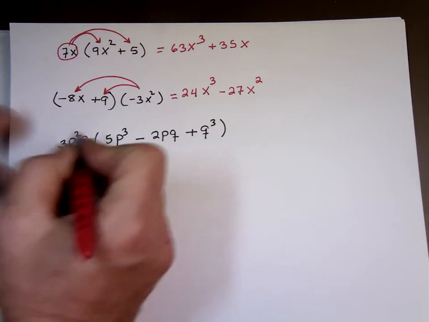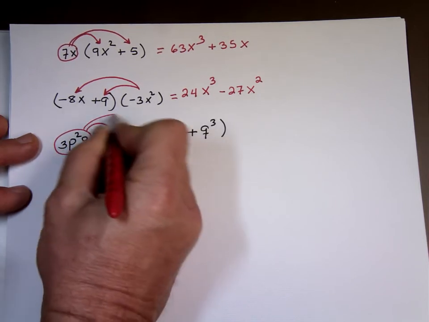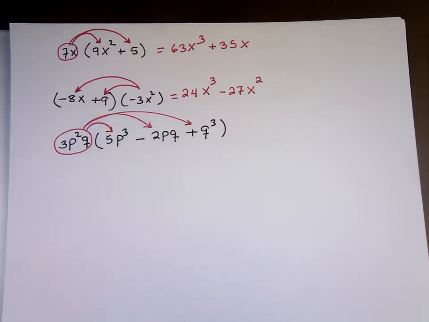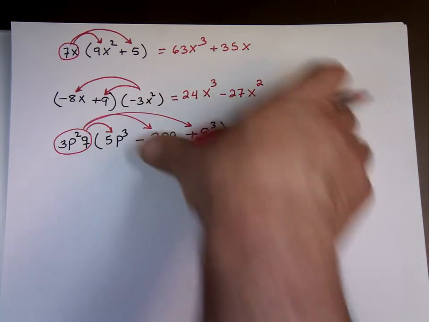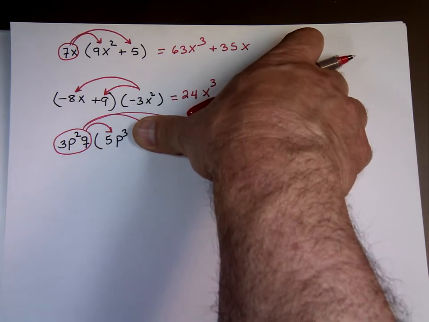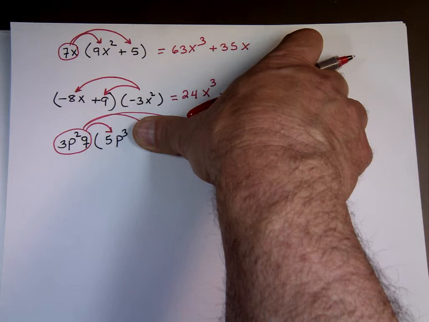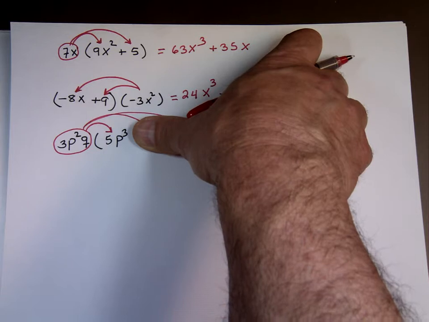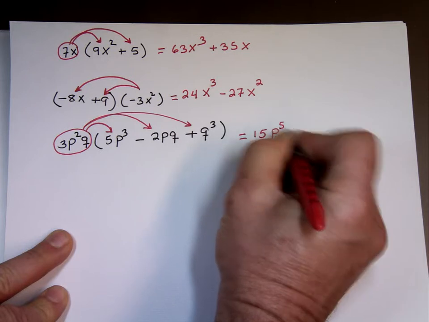Take this one and multiply through the first one, multiply through the second one, and multiply through the third one. So let's take the first one. 3p squared q times 5p cubed. That will give me what? 15, p to the fifth, and q. 15, p to the fifth, you add the exponents, and q.